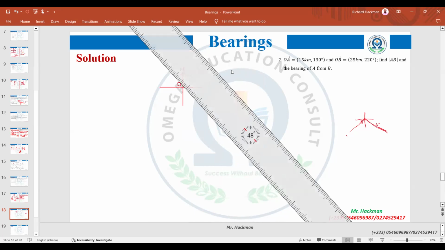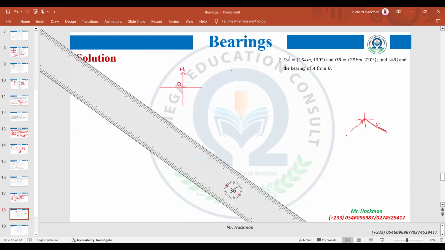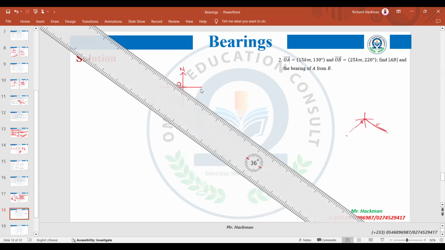I need 40, right? Yes, please. You know 40 is supposed to be closer to this line or this line. Is it the east line or the south line? It's supposed to be a little closer to the east line, so please take note. So we go and draw.